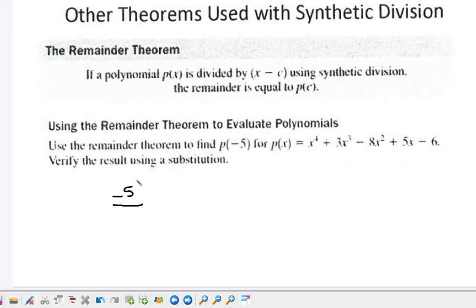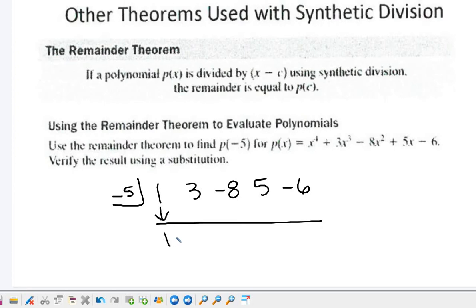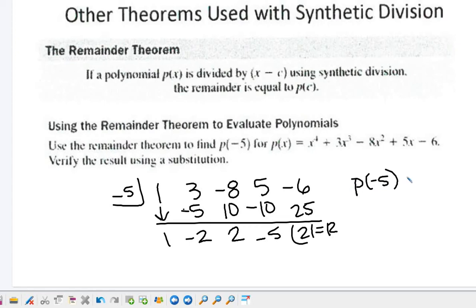So -5 goes in my box because remember it's the 0. Okay, -5 is the 0, the value of x, not the factor. So 4, 3, 2, 1, 0. So 1, 3, -8, 5, -6. I have 1. So bring the first one down, multiply, add, multiply, add, multiply, add, multiply, add. So how we would write this is we would say that p of -5 is equal to 21.